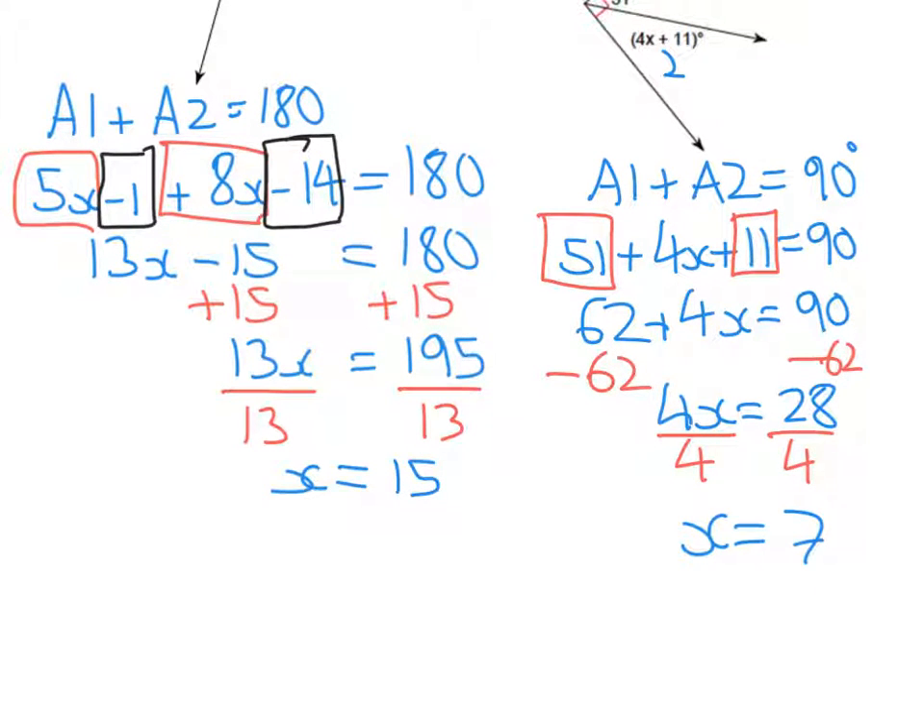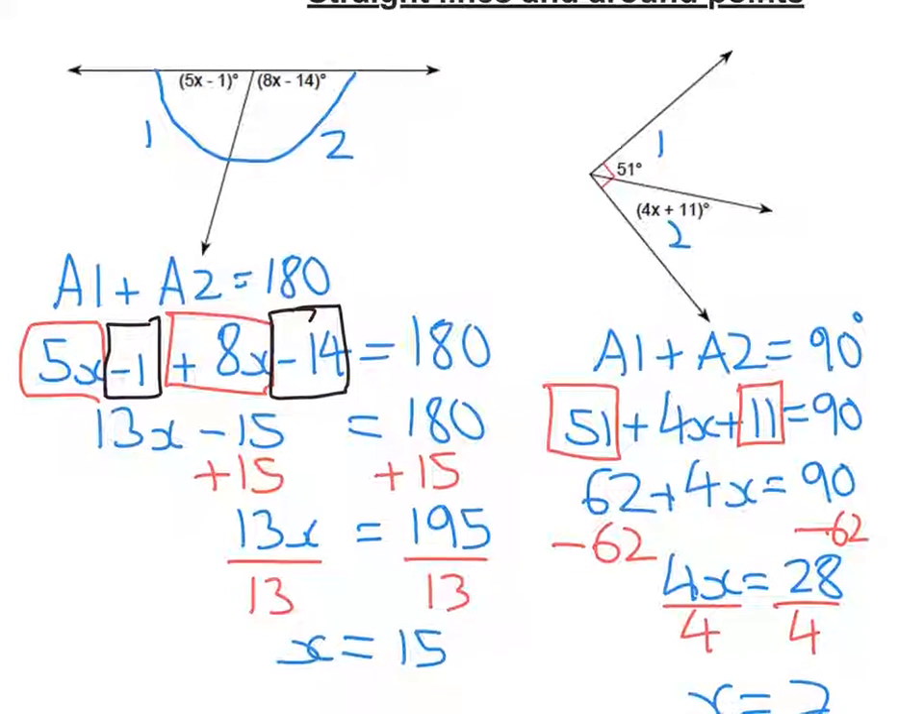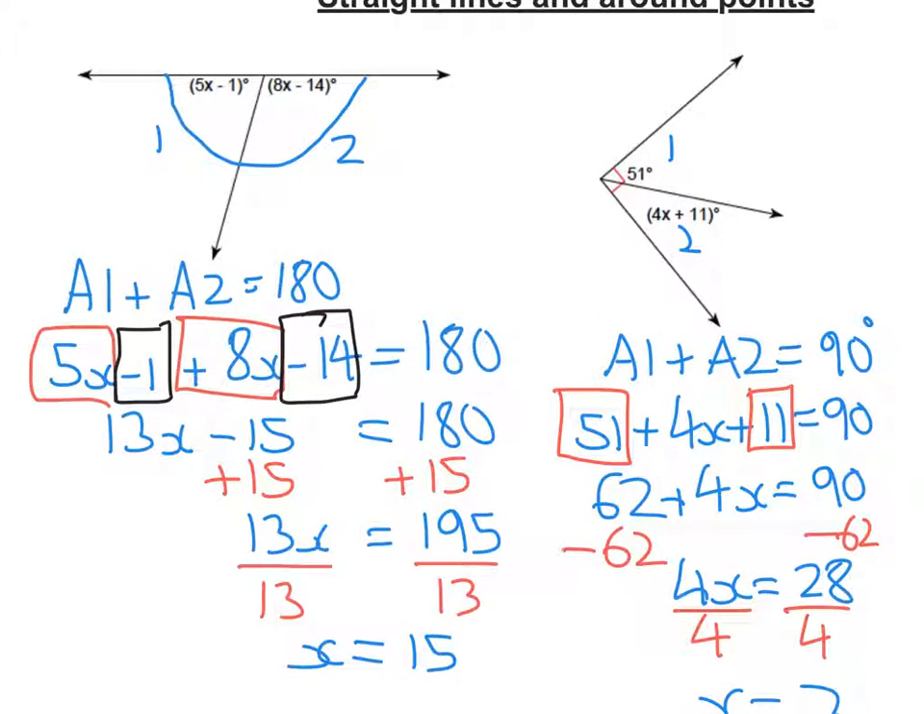These are just two of the types of angle questions you can get. You could also get a question where you have many angles around a point. All you need to remember then is that all the angles will add up to 360 and then do what we've just done with these two examples.